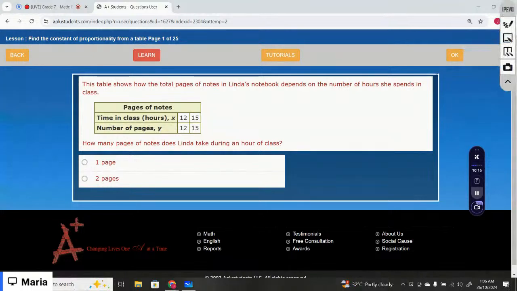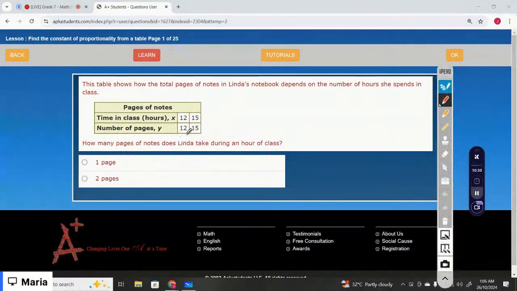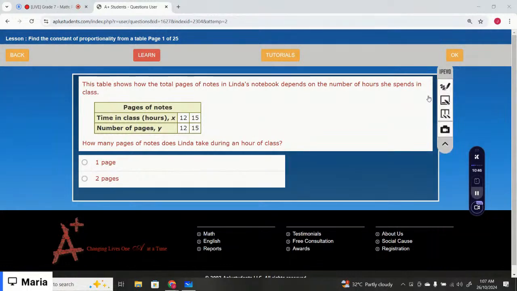So you have to calculate the constant of variation. The constant of variation you can calculate by y by x for each value, right? So you have to do y over x for the first value, that is 12 over 12, and for the second value, that is 15 over 15. So they both have the answer 1. So that means the notes Linda takes during an hour of class is 1 page. The correct option is 1 page. Option number 1 is the correct option, right? That is 1 page.